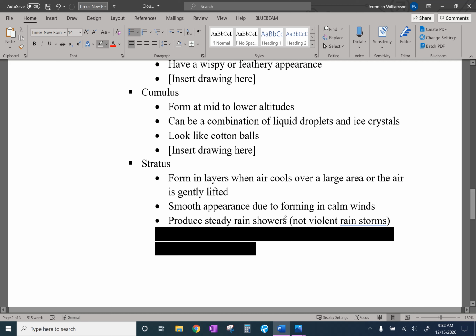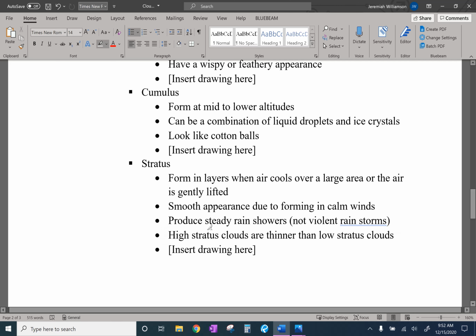Next, they produce steady rain showers, not violent rainstorms. So when you see these guys, they're usually not bringing a big lot of rain or snow or anything like that. They're just going to produce steady rain, kind of rain that's almost pleasant to have.